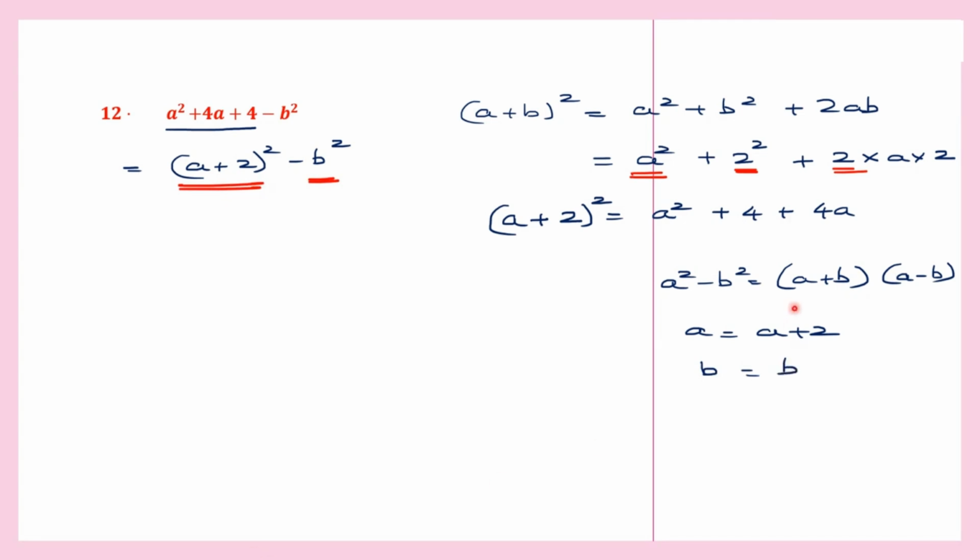Now we are going to write a plus b. That means this plus this into a minus b, this minus this. So let's write that now. So a plus b means a plus 2 plus b. And what is b? B is b itself. A plus 2 plus b into a minus b. And this is a minus b. Now here there's nothing more that we can simplify because they're all unlike terms. So this will be our final answer.